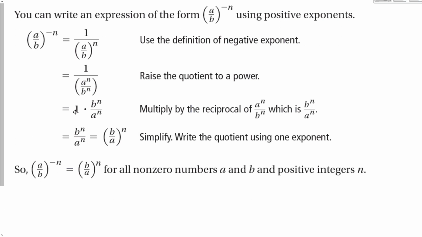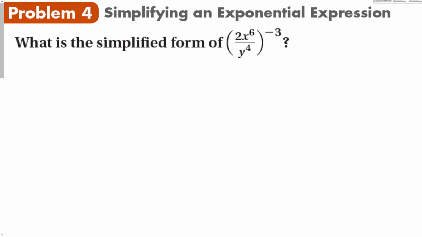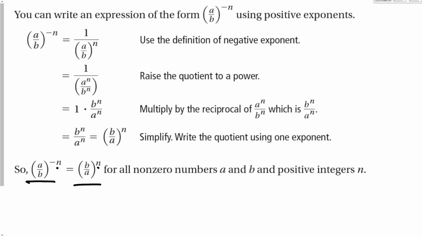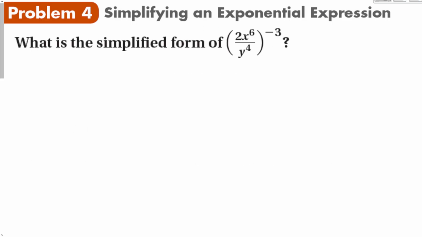So I take the numerator 1 and the reciprocal of the denominator, and since both of these are raised to the n power, I can now factor it out. And look what happens. A over b to the negative n power is equal to b over a to the positive n power. Okay? And that is not necessarily one of our properties, but a nice little trick that we can use to help us.